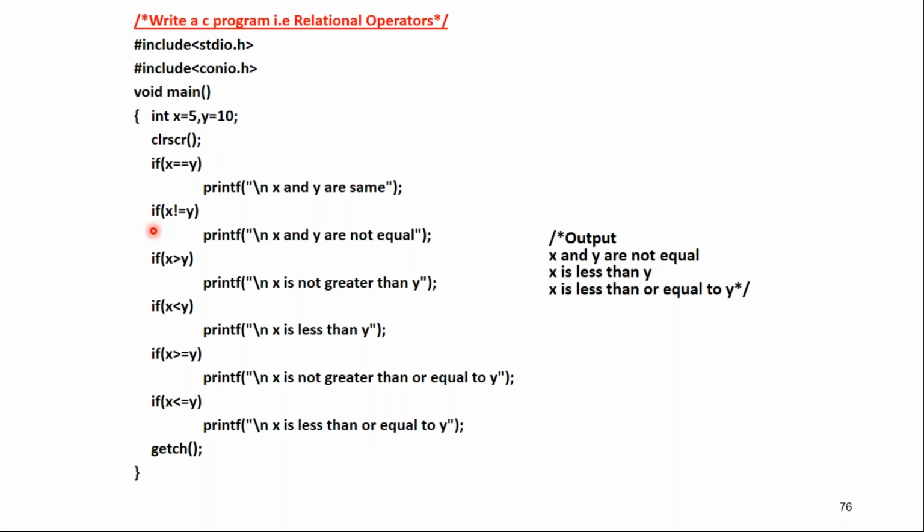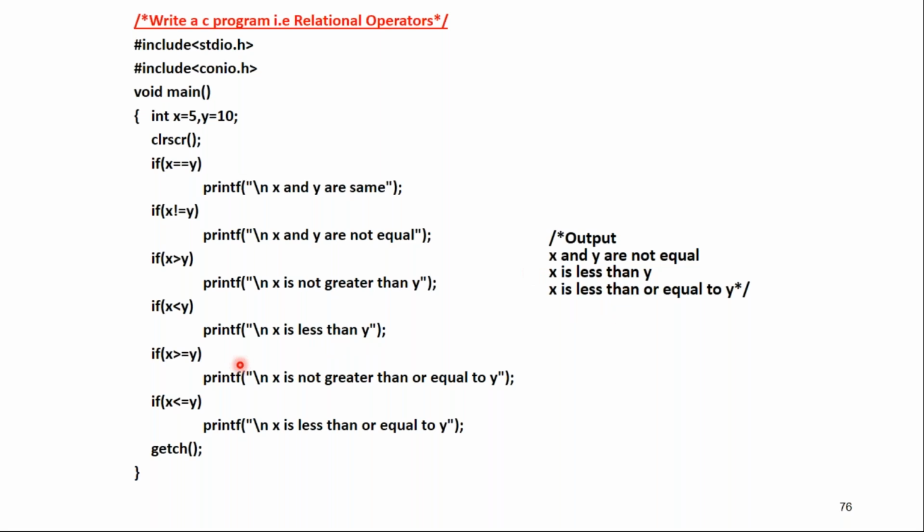Okay, if x is not equal to y, correct, x is not equal to y here, so x and y are not equal, it is displayed. The above statement is not displayed, this is displayed. If x is greater than y, x is 5 and y is 10, we know that y is bigger than x. So this statement fails and will not be displayed. X is less than y, this is true and this is being displayed, x is less than y.